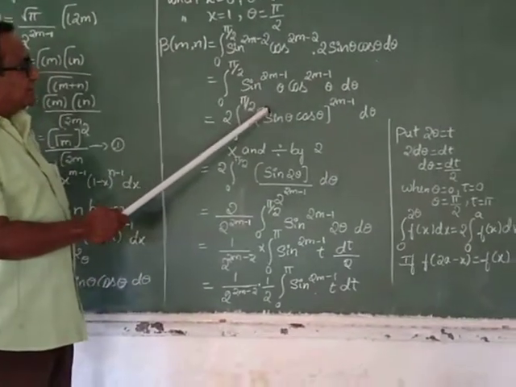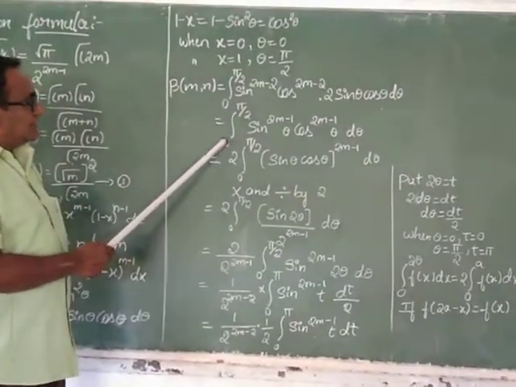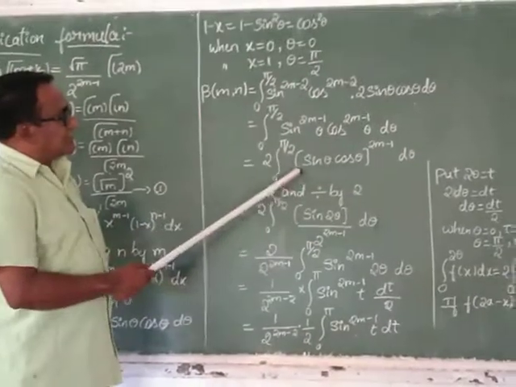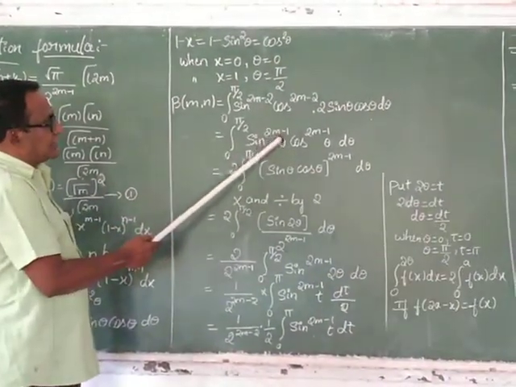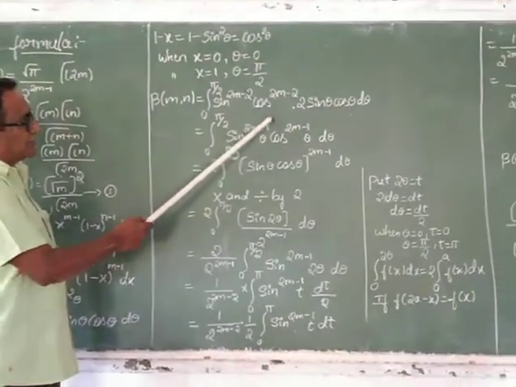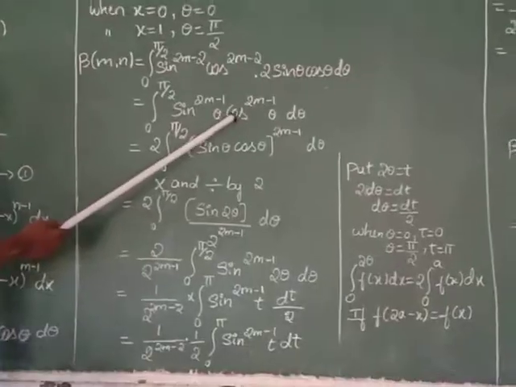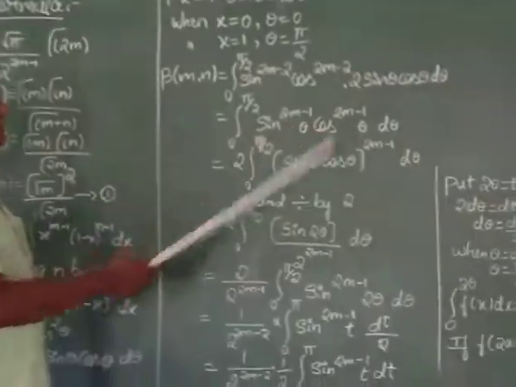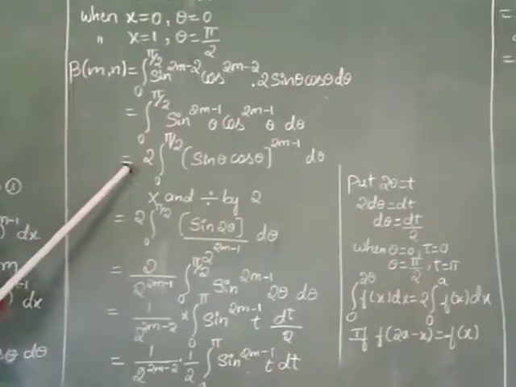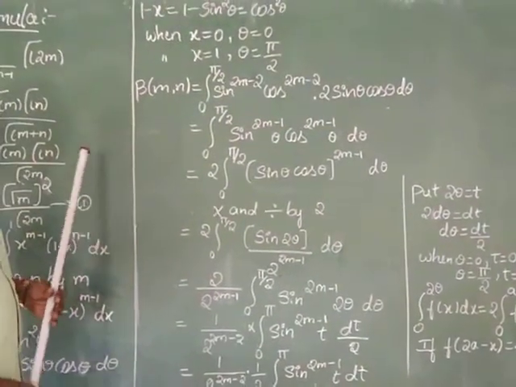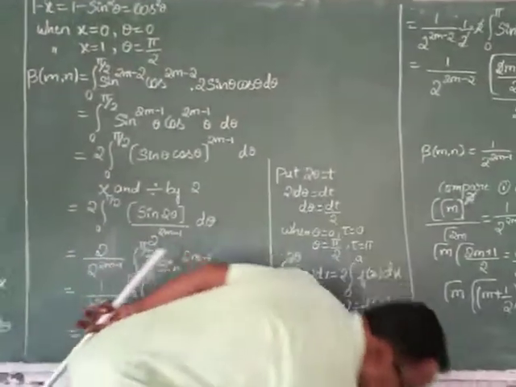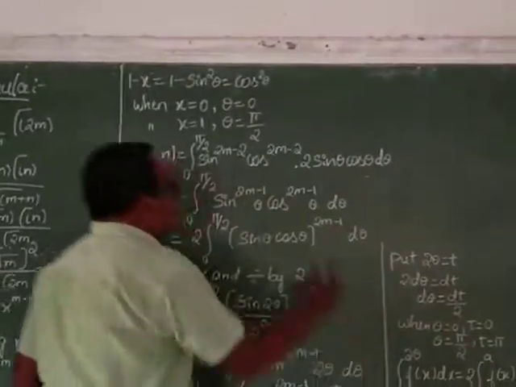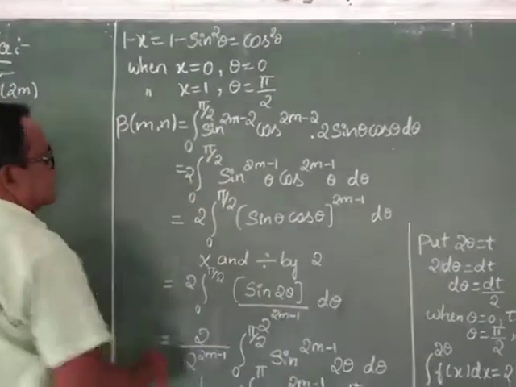Of course, here integral from 0 to pi by 2, write it as it is. Sin to the power 2m minus 2 into sin theta is sin to the power 2m minus 1 theta into cos to the power 2m minus 1 theta into d theta. And this 2, of course, you take it outside.